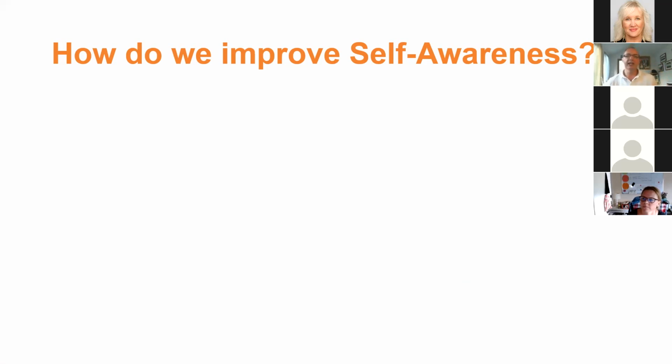So in annotate, let's just see, how might we improve our self-awareness? What kind of things might we be doing? And if you want to use chat, I can see in chat. Tracy might be able to type some of these things in. No, I can manage the chat.